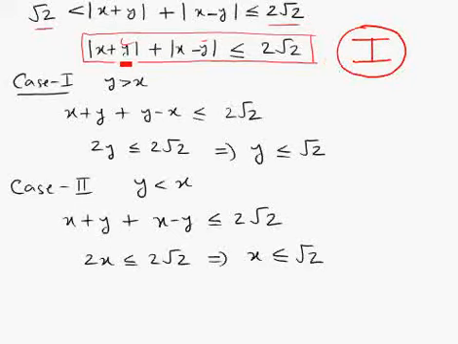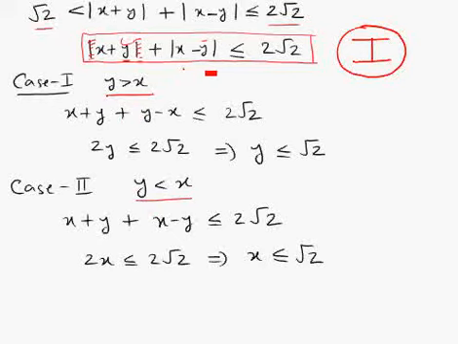Now we'll make two cases. If you're doing it in the first quadrant, we can remove this mod sign, because in the first quadrant x is positive and y is positive, so the sum of two positive numbers is going to be positive. But to remove the other mod sign, we need to make two cases, because it depends upon whether y is greater than x or x is greater than y. So we make two cases.